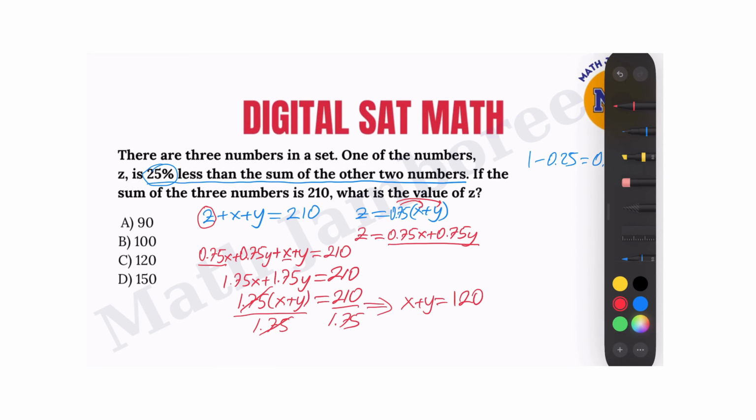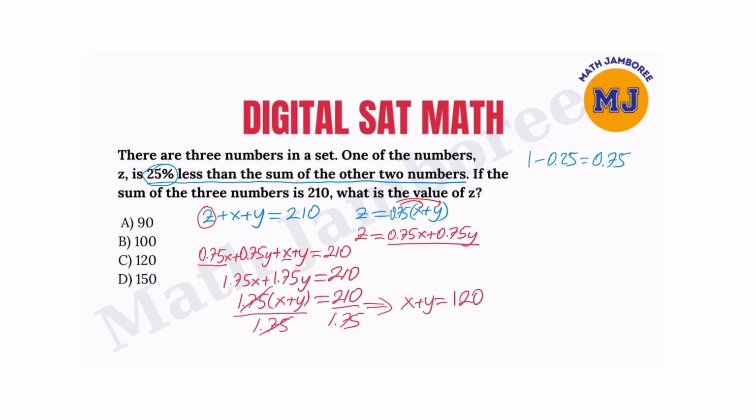I'm going to change the color here and go back to the original equation. z plus x plus y was given as 210, and we just found the value of x plus y as 120. So we will take that away from the first equation. These cancel each other out. The z will be equal to 90. So our final answer is 90. The first number is 90, which is z. The correct choice is A for this specific question.